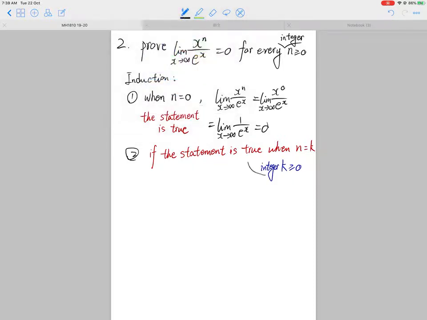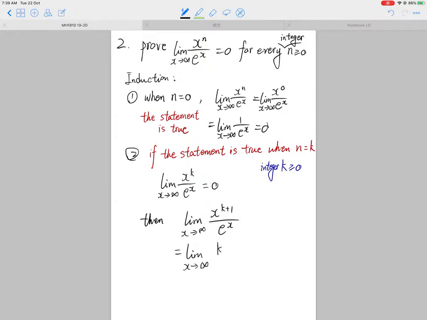So if you know this is true, then you know the limit of x to the power of k over e to the power of x equals 0. Right? Okay. If the statement is true when n is k, then you know this is true. Okay, then what about x to the power of k plus 1 over e to the power of x? So here you can use one-step L'Hopital's rule.